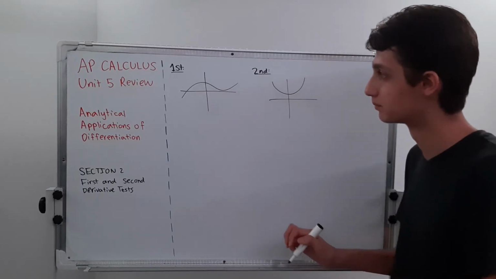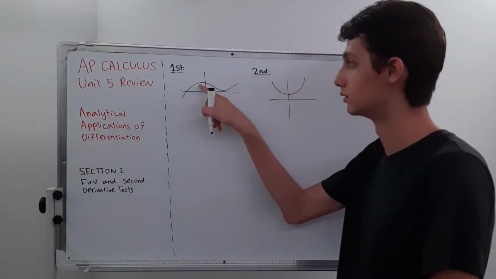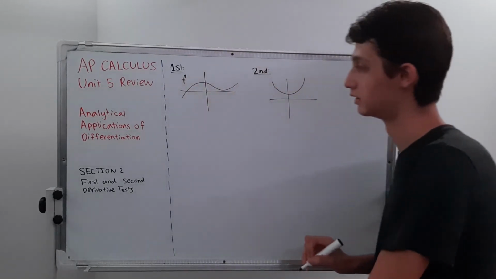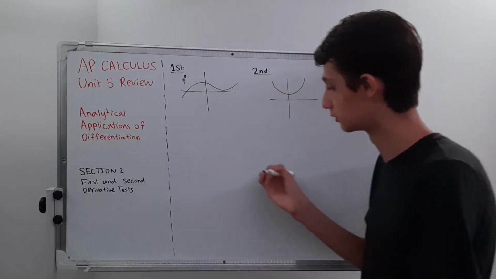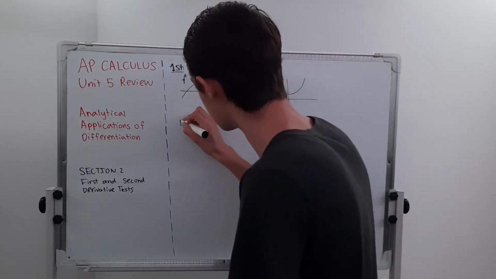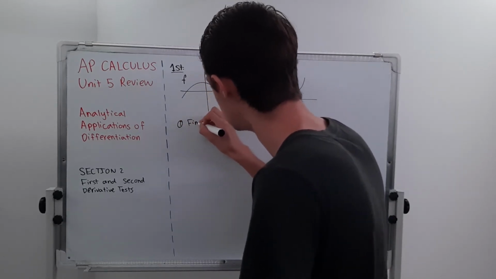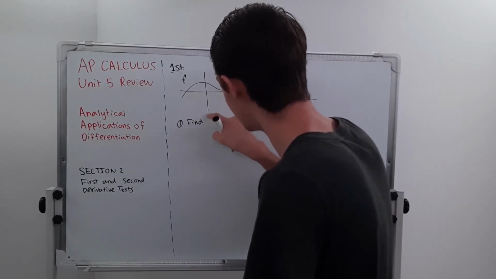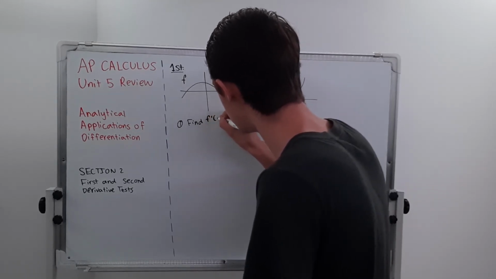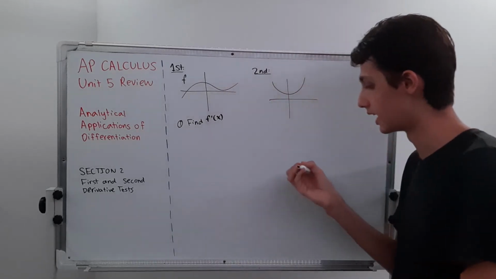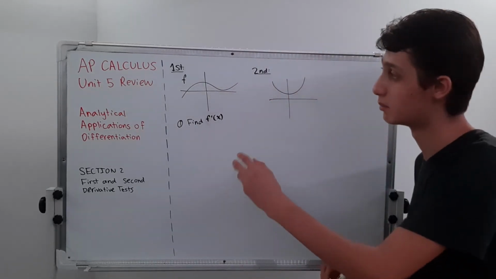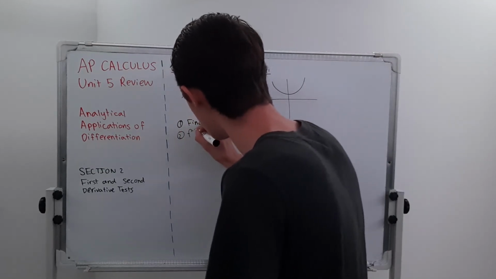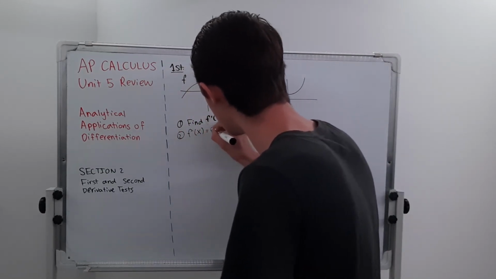Basically what you do is you take the derivative of your function, right? So if this is our function f, then you're going to want to find f prime of x. So I guess the first step is find f prime of x. And then your second step is to set that equal to 0. So you're going to say f prime of x equals 0.